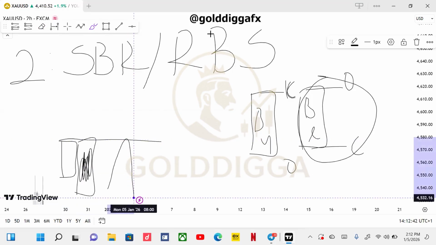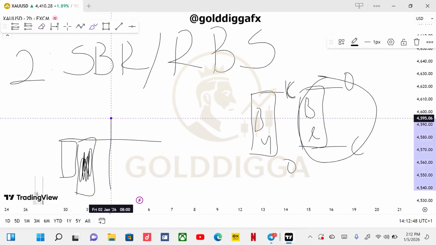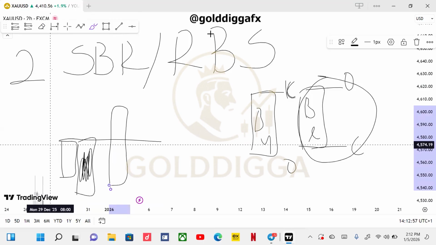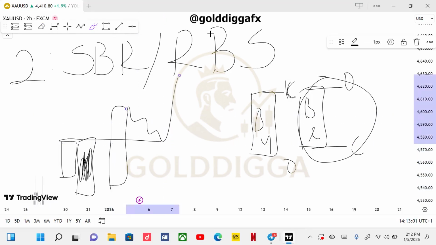tap and fall, but price does this instead. It breaks with the body closing above the closing price of this. So once it does that, what do you expect? This same line that was meant to be a resistance would become a support. So this is one of the styles of SNR we have.